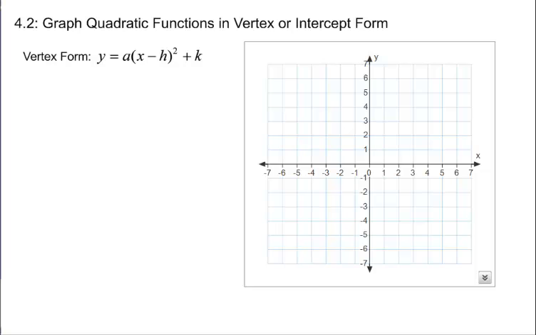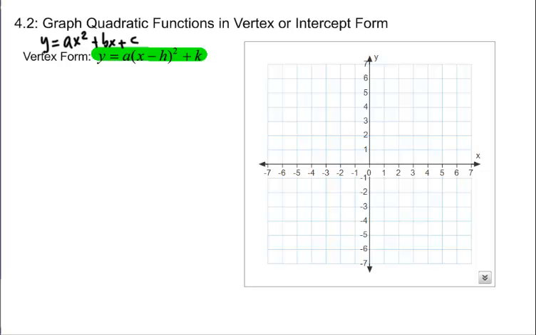Okay, what we're going to do today is look at graphing quadratic functions in vertex form or intercept form. There's two different ways, and these are fairly easily done by hand. The first one is vertex form, and that's when we take our quadratic equation, which looks something like y equals ax squared plus bx plus c, and we turn it into an equation that looks like this: y equals a(x minus h) squared plus k.